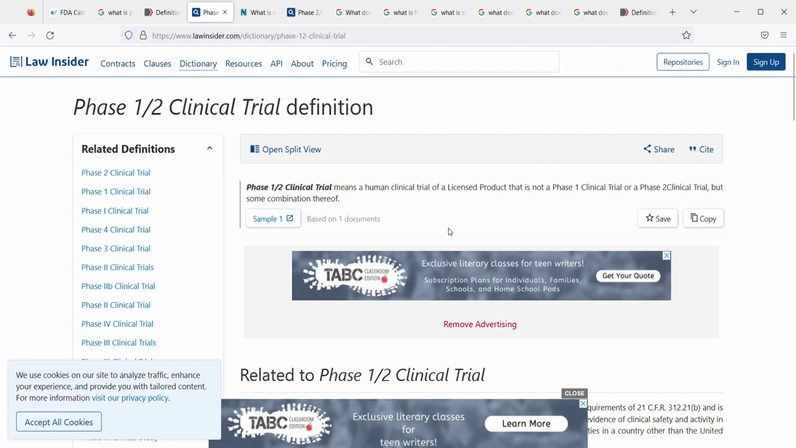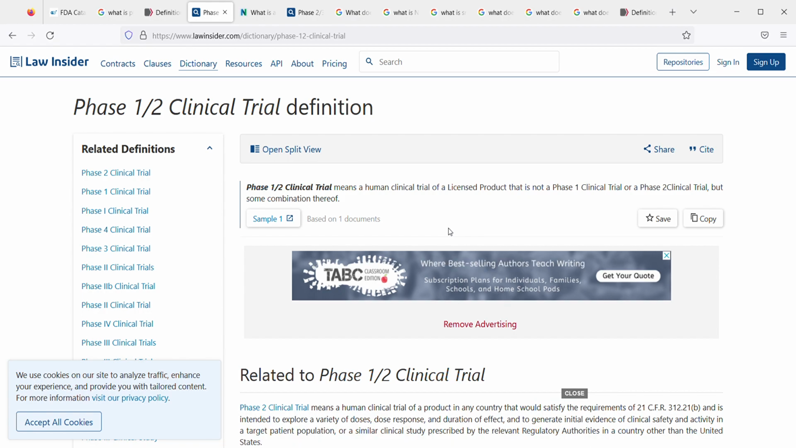Then you have phase 1, 2. It just means a human clinical trial of a licensed product that is not necessarily phase 1 or phase 2, but it's just a combination of both. And with that being said, I wanted to also include phase 1 is performed on healthy individuals, while phase 2 is performed on individuals that are affected by the disease or disorder.